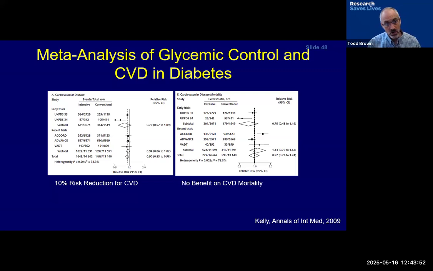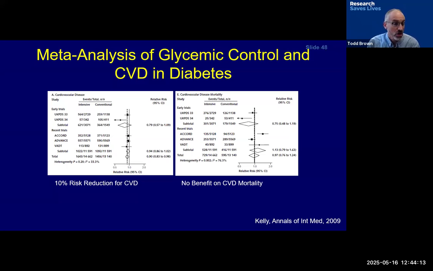CVD events? The studies you see here show a meta-analysis of studies that specifically looked at this. You can see the more recent ones with ACCORD and ADVANCE and the VA study. With this very intensive control, there was about a 10% reduction in cardiovascular events.